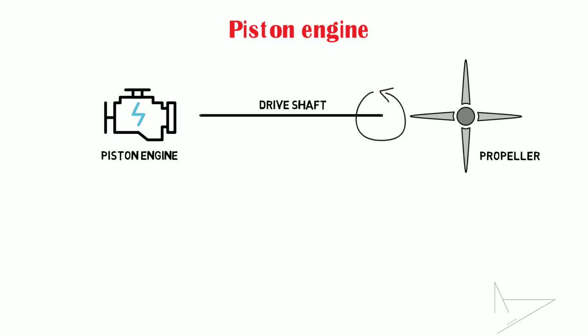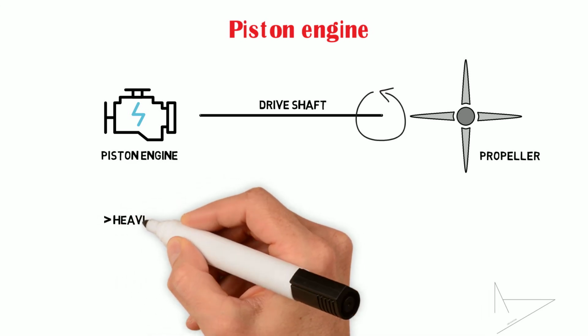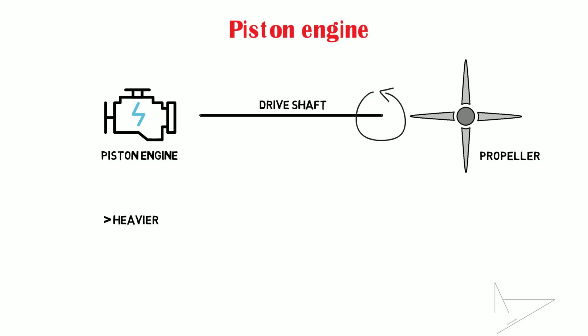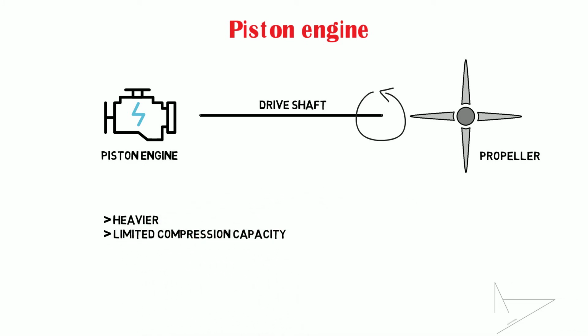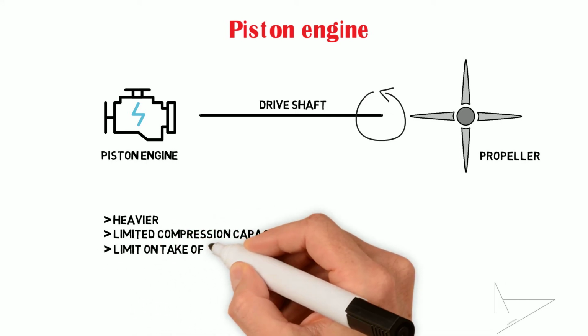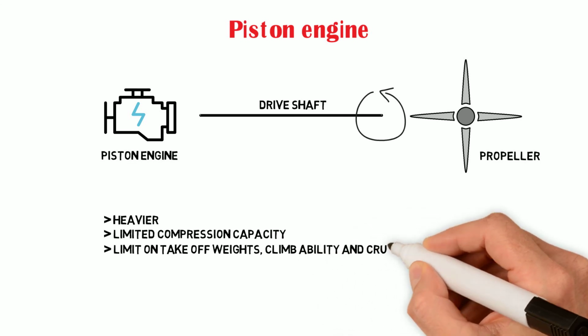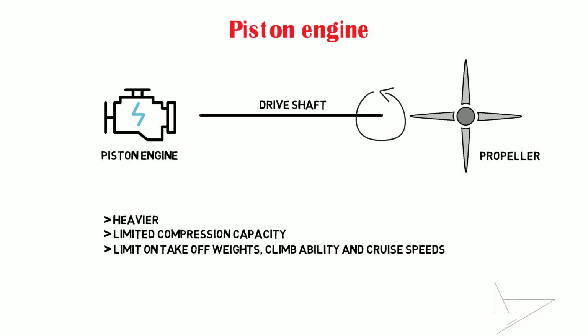Because of its nature, piston engines tend to be heavier than jet engines for the same power output. They are somewhat limited in terms of compression capacity, especially at higher altitudes, where the air gets thinner. The performance they offer is a lot less than other types of engines, so they pose a clear limit on takeoff weights, climbability, and cruise speeds. Because they are cheap to run and reliable when used at lower altitudes, they are perfect for small planes, which do not require very high thrust and do not need to fly very high.